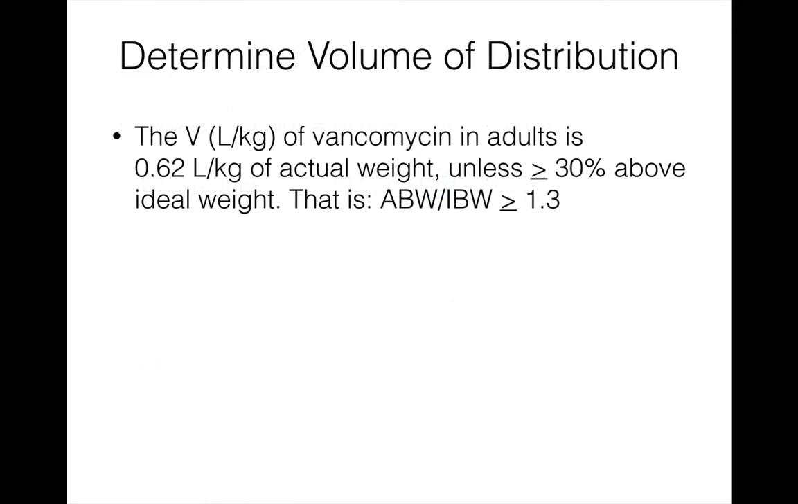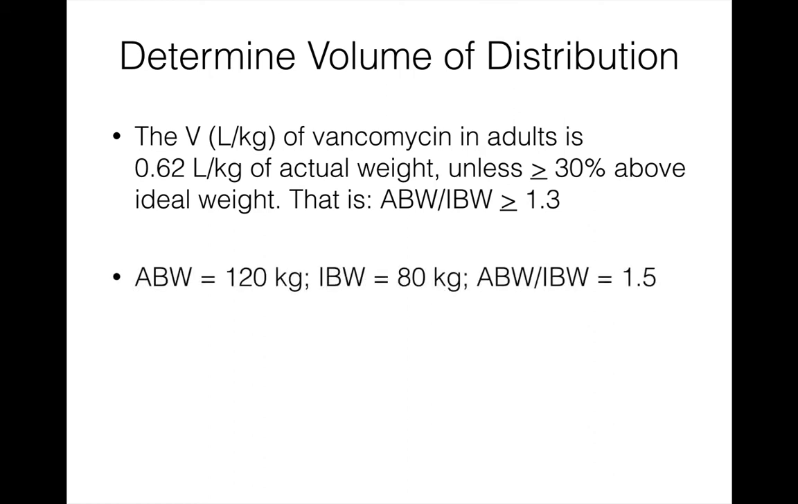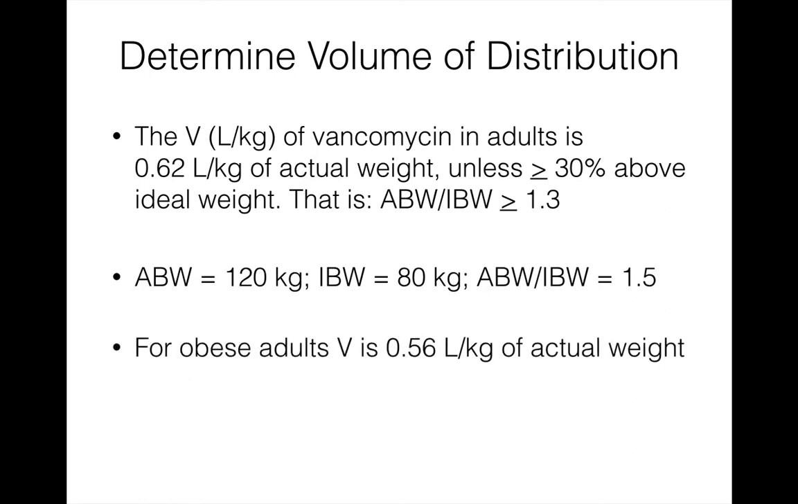Next, we'll determine the volume of distribution. The volume in liters per kilo of vancomycin in adults is 0.62 of actual body weight, unless the weight is greater than or equal to 30% above ideal weight. That is, actual body weight over ideal body weight is greater than or equal to 1.3. Our patient weighs 120 kilograms, and their ideal weight is 80 kilograms. Thus, the ABW over IBW is 1.5, and they're considered obese. For obese adults, the volume is 0.56 liters per kilo, but still of actual body weight. Thus, the volume in this patient is 0.56 liters per kilo times 120 kilos equals 67.2 liters.